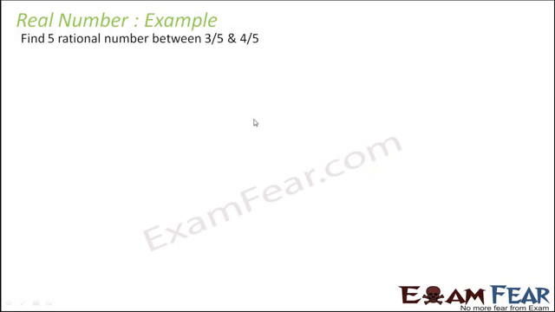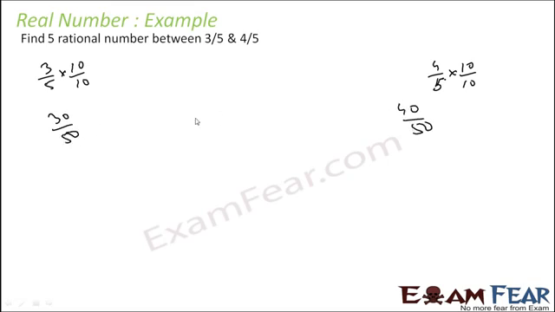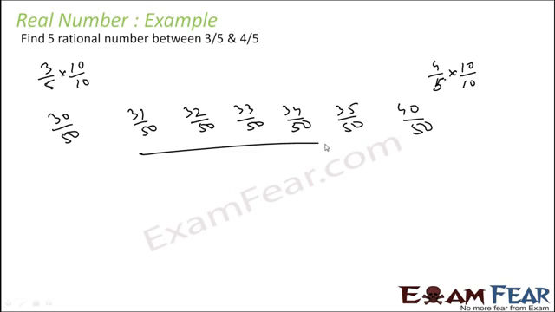Find 5 rational numbers between 3 by 5 and 4 by 5. So 3 by 5 and 4 by 5. Since I have to find only 5 rational numbers, I will multiply by 10 by 10 both sides. So this becomes 30 by 50 and this is 40 by 50. Let's find rational numbers between them: 31 by 50, 32 by 50, 33 by 50, 34 by 50, 35 by 50, and the list continues. But we want only 5, so we'll stop at 5.